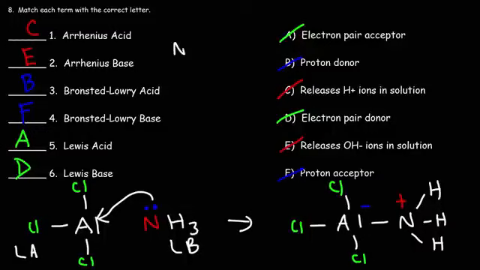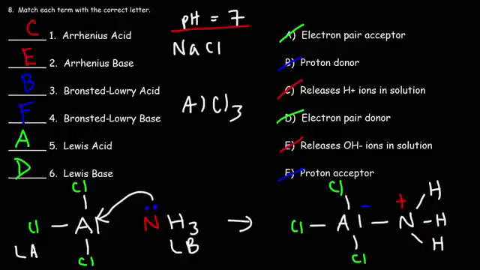By the way, if we were to put sodium chloride in water, the pH of the solution will be 7. This is what is known as a neutral salt. But if we were to put aluminum chloride in water, the pH is not going to be 7. The pH is less than 7. So this is what is known as an acidic salt.